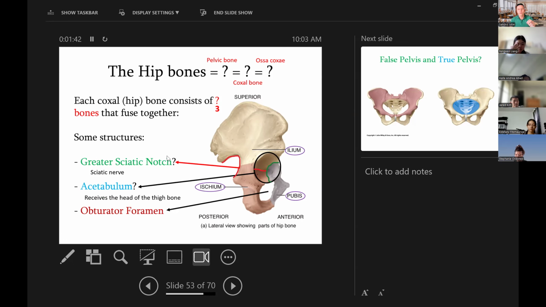Remember, these are all markings of the hip. Okay? So when we are naming the bone marking, we need to say acetabulum, right hip. Greater sciatic notch, right hip. Obturator foramen, right hip.